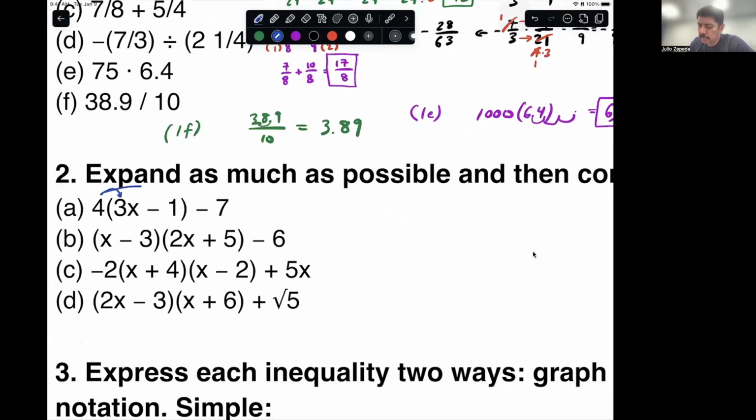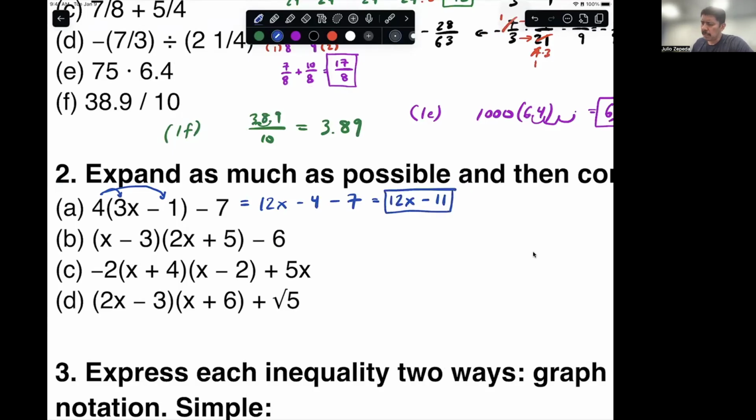And essentially, wherever you see a set of parentheses with a number in front of it, you can just distribute that number into the terms inside of the parentheses. And so we have 4 times 3x, which is 12x, 4 times a minus 1, which is a minus 4, and then there's a minus 7 outside that we can just carry over. And then now we can combine like terms. The negative 4 and the negative 7 are like terms, so we combine those to get negative 11.